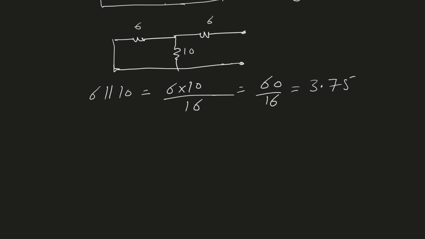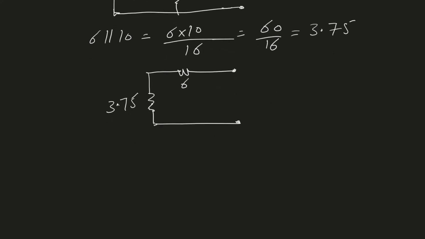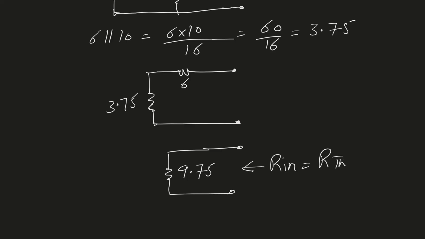So the parallel combination will be now represented by one resistor and then the 6 ohm resistor. So this is the parallel combination, which is 3.75, and here we have 6. So now this is our circuit, and these two are in series. Therefore, the total resistance of both of them combined is the sum of the two. So 6 plus 3.75 is simply 9.75. Now you see, this is our input resistance, which is the same as our Thevenin resistance. So our Thevenin resistance is 9.75 ohms.